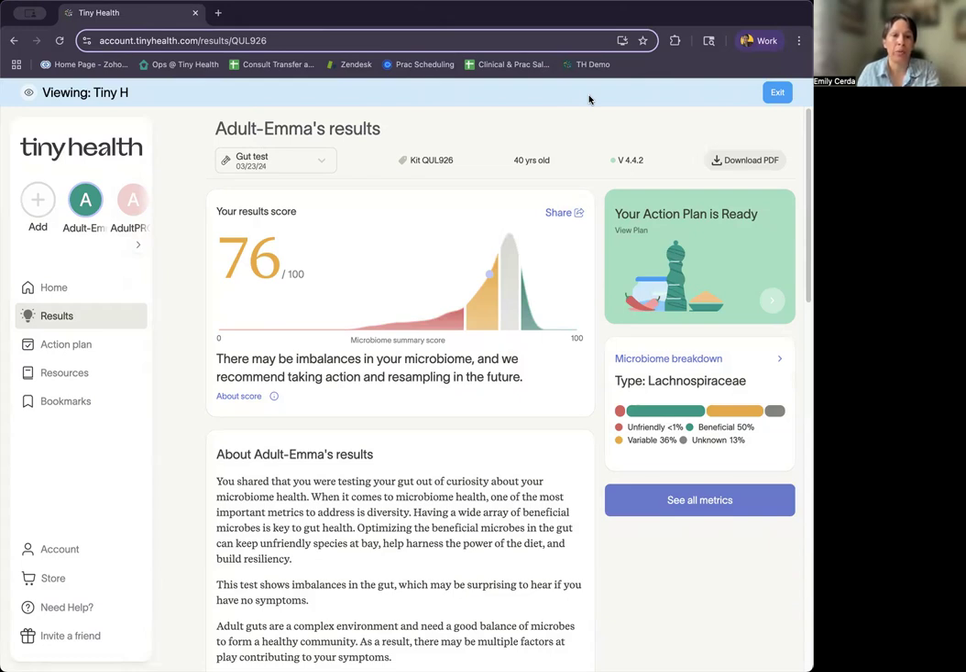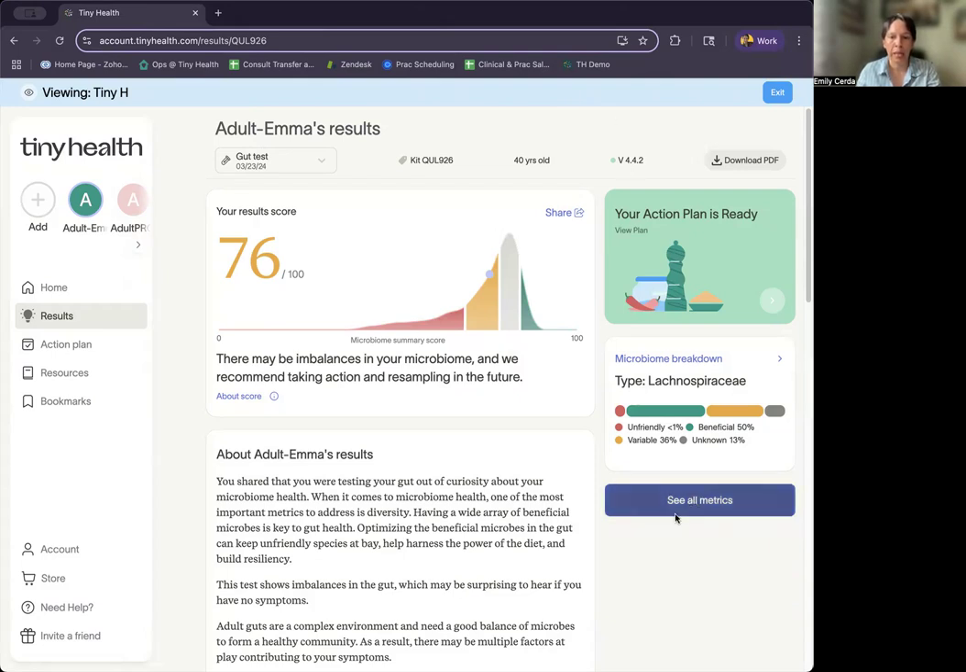Today I'm going to go over the beneficial and disruptive microbes in our shotgun metagenomics test. If you'd like a general overview of the test and how to navigate the portal, we do have a practitioner walkthrough video that is available in your practitioner resources.